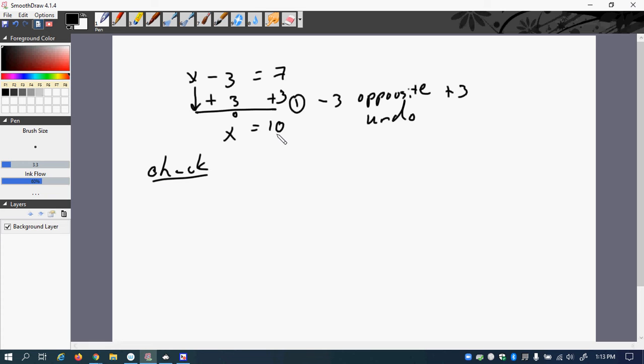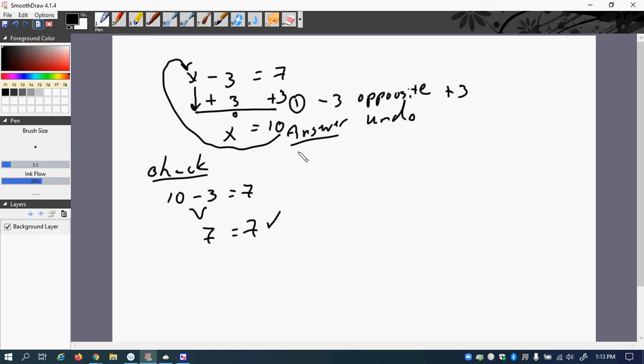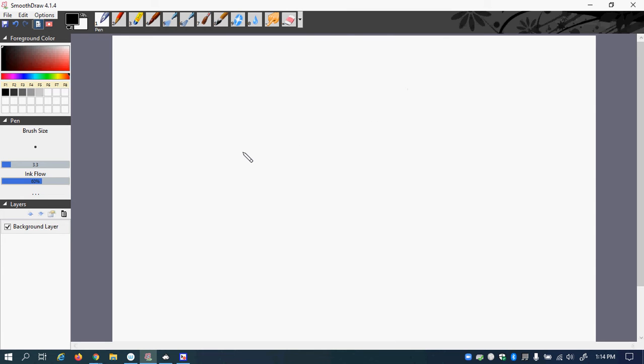So now we do check. Check would be 10 goes back in for x. So 10 minus 3 equal to 7. So we add 10 and 3, we get 7 equal to 7. So check. So respuesta is my answer, 10. Okay. So there's another problem. Okay. Let's look at a different one.